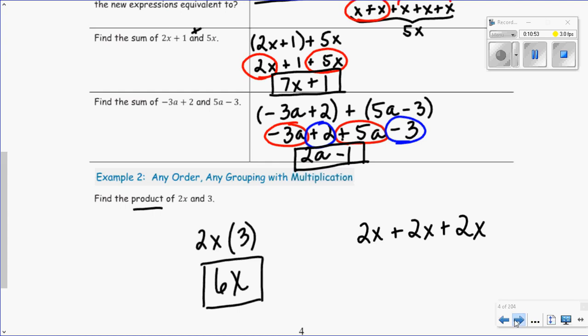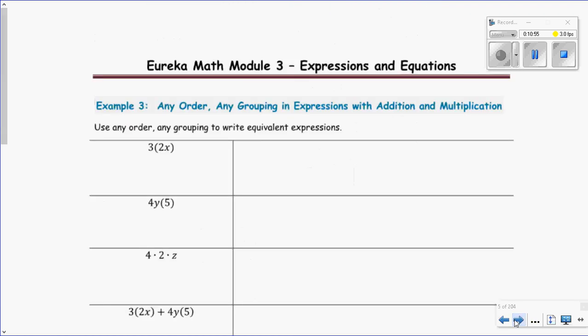Okay, look over on to page 5. And now we're going to be simplifying these as much as possible. Use any order, any grouping to write equivalent expressions. So here's what we can do. You can do it a couple ways. You can do the phrase 2x 3 times, which is basically what we did on that last one. Even though it's 3 times 2x, it's still the same thing. And then you know that that is equal to 6x.